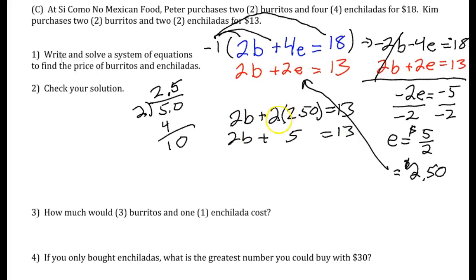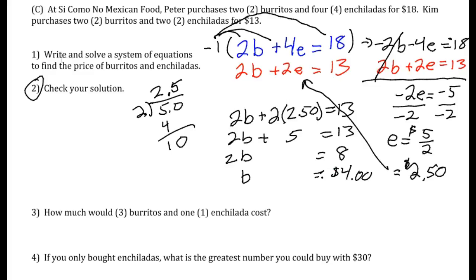Alright, so we know the 2 enchiladas cost $5, right? So that must mean if we subtract 5 on both sides, the 2 burritos cost $8, right? Which must mean if 2 burritos cost $8, one burrito costs $4. There you go. And it does say to do a check.